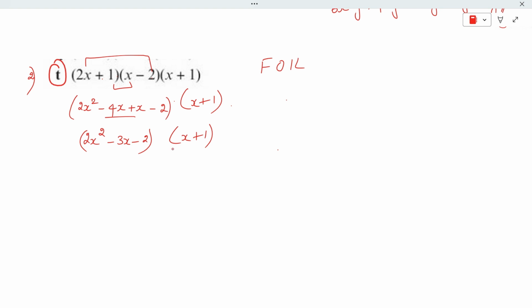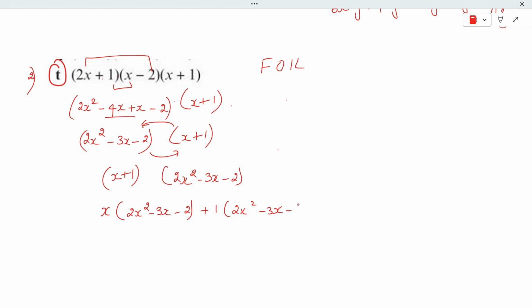Okay. Now it is a trinomial, that is, three terms are there in the first expression and two terms are there in the second expression. So swap it. So it becomes easy to split up only two terms and multiply with the second expression, isn't it? So now I'm going to find the product of this. So x times 2x square minus 3x minus 2 plus 1 times 2x square minus 3x minus 2. So find the product now.